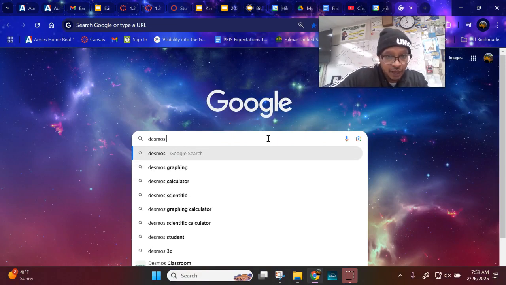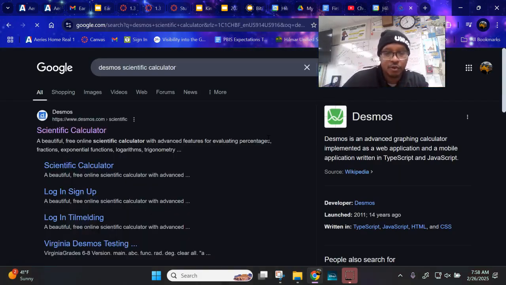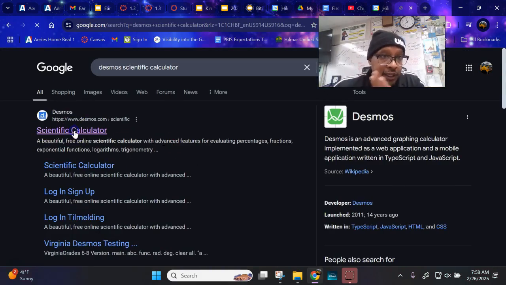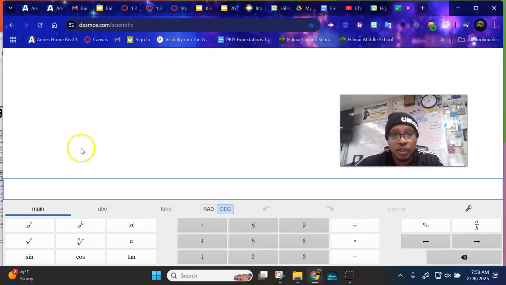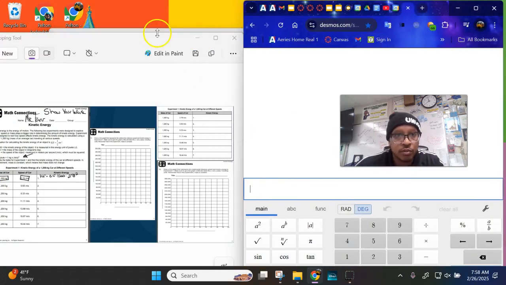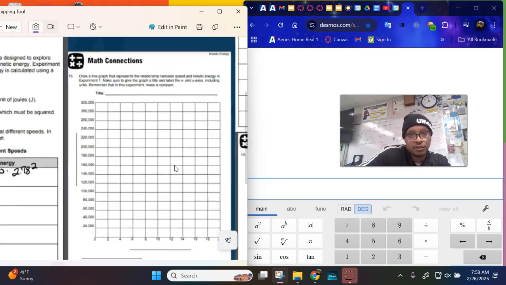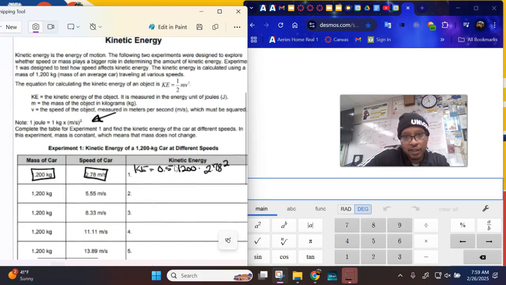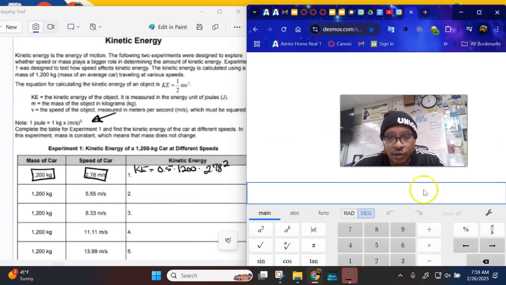Desmos calculator, right? And I want the scientific calculator. So I'm going to go scientific, and then I already see it, scientific calculator. Boom. I'm going to click right there. I'm going to click here. And then what I want you to do is bookmark this thing. So this is the calculator that you're going to want to use. So I'm going to go ahead and make this smaller so that we can share the screen between these two. Boom. Okay. And then let's just go and zoom back in. Right? And then now let's go ahead and put all of this into the Desmos calculator. Okay?